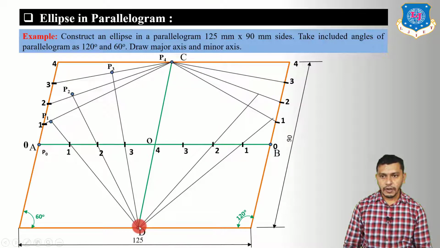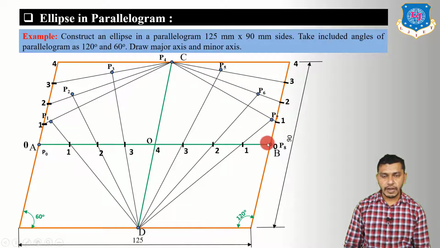Okay, now connect this point D to 3 and extend this line to get the intersection point at the C3 line, and mark these points. This is P5, P6, P7, and this will be our P8. Now what we have to do? We have to draw the freehand curve passing through P0, P1, P2, P3, P4, P5, P6, P7 and P8. So we will get the ellipse in the first half.